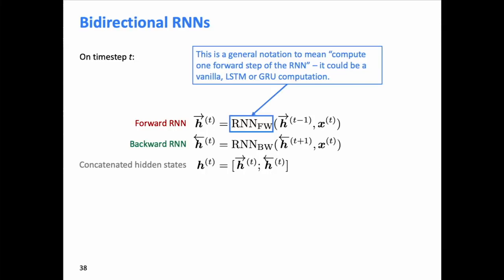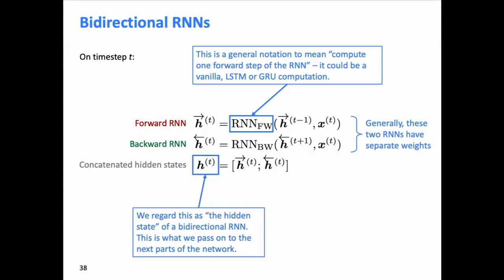So you have these two separate RNNs, RNN forwards and RNN backwards, and generally these have separate weights, although I have seen some papers where they have shared weights. So it seems that sometimes that does work better, perhaps maybe when you have less training data. And then finally, we regard these concatenated hidden states, which we might just denote as HT, as being like the hidden states of the bidirectional RNN.